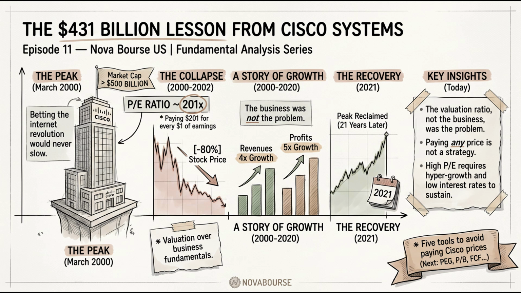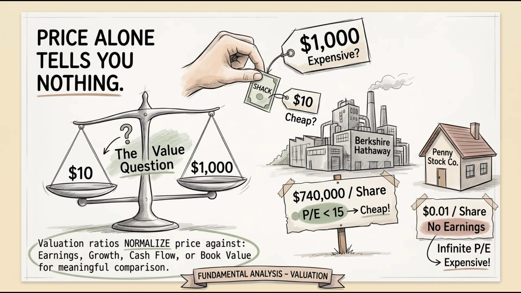This episode is designed to give you 5 specific tools so you can avoid paying those kinds of Cisco prices. The first thing you must learn is that price alone tells you nothing. A stock trading at $10 per share can be expensive, while a stock at $1,000 can be cheap. The difference is what you get for what you pay.